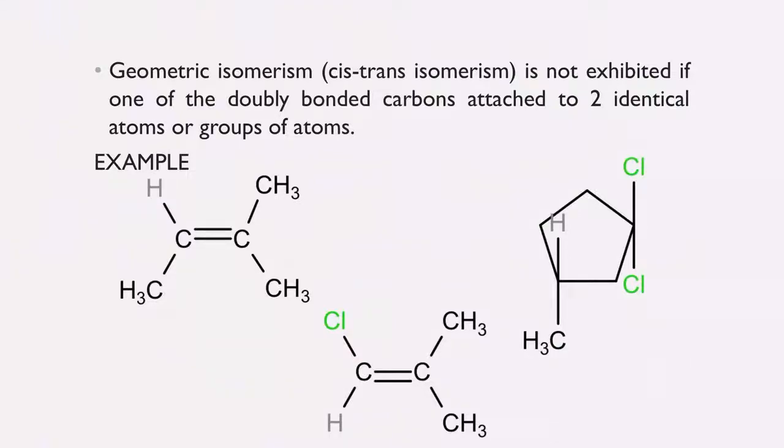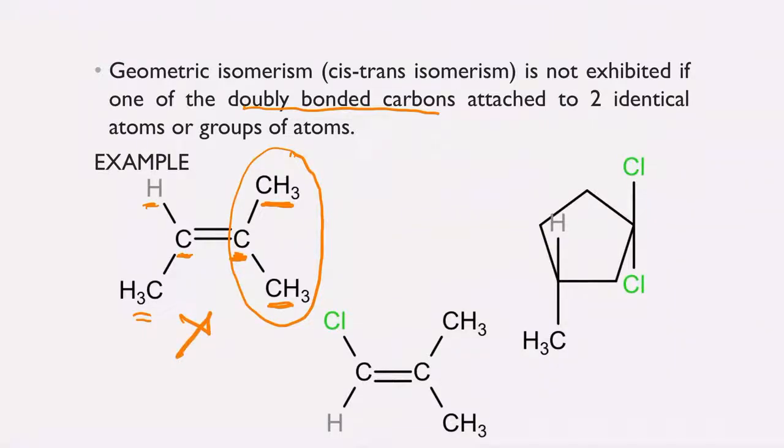Alright. So, geometric isomerism, cis-trans isomers, is not exhibited if one of the doubly bonded carbons is attached to two identical atoms or group of atoms. So, maksudnya, doubly bonded carbon atoms tu adalah these carbon atoms lah. So let's say kalau kat sini, this carbon atom, awak ada two different atoms or group of atoms. Kan? So itu side tu dah okay. Tapi kalau tengok side ni, your carbon here is attached to the same group of atoms, CH3. So maksudnya tak boleh ada cis-trans isomerism.